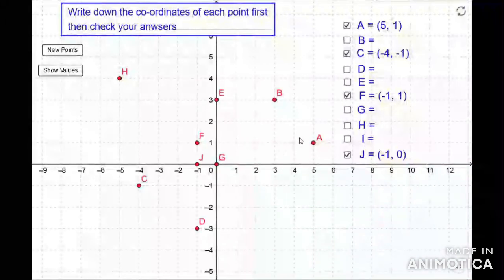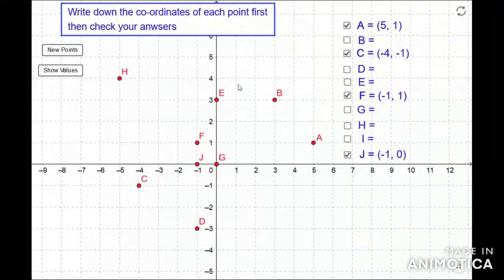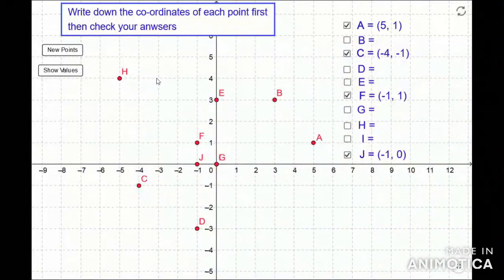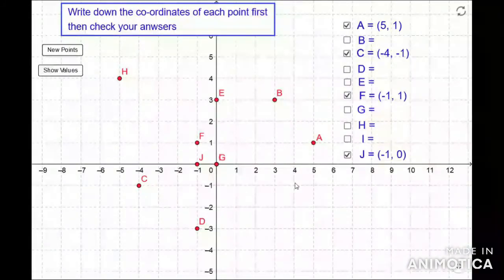And moreover, if you take a point anywhere in the first quadrant, you will have the x coordinate and y coordinate both positive. If you come to the second quadrant, the x coordinate is negative and y coordinate is positive. If you reach the third quadrant, both x and y coordinates are negative, and in the fourth quadrant, x coordinate is positive and y coordinate is negative.